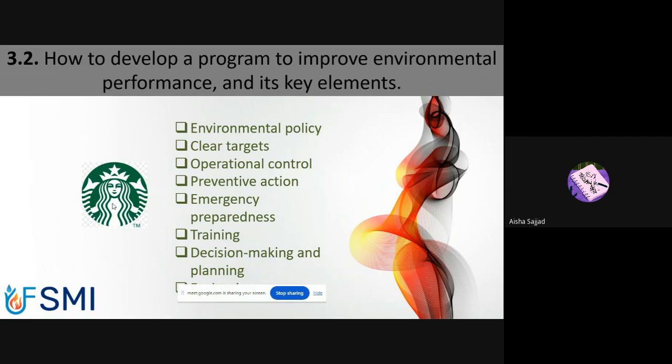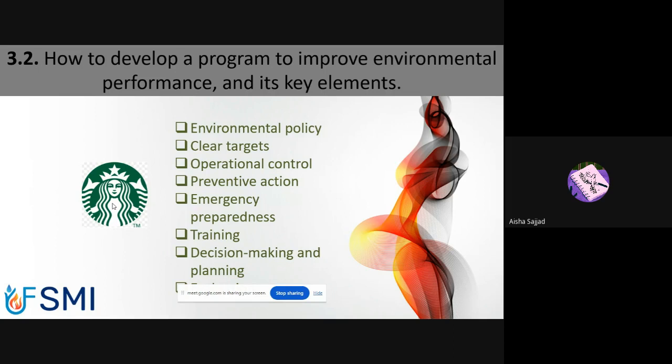So we say that we can have a very concrete policy. We need to have clear targets. Our operational control needs to be very close to the environment. We need to prevent our actions from harming the environment. We need to have emergency preparedness for making sure that our activities, processes and services do not harm the environment. We need to keep training our employees and stakeholders on the entire situation.